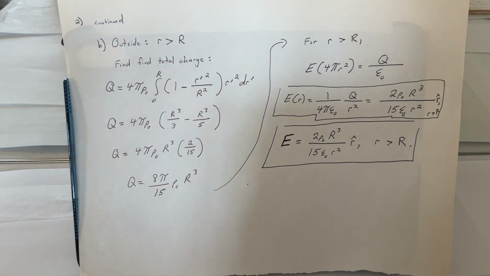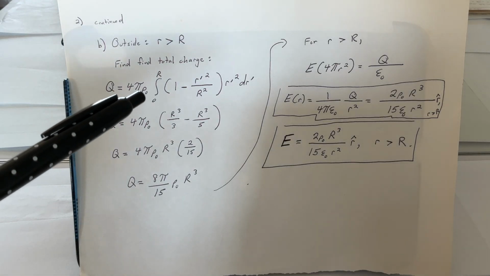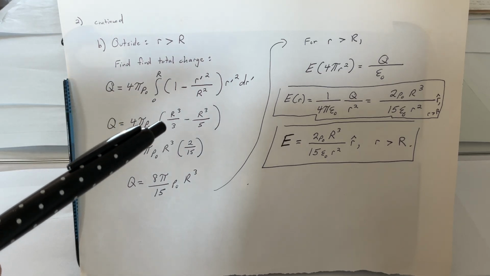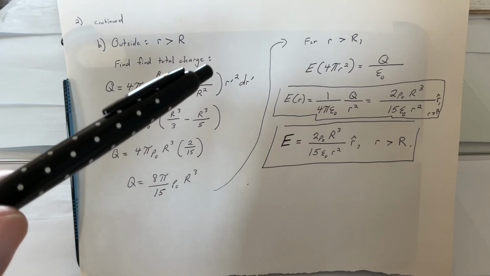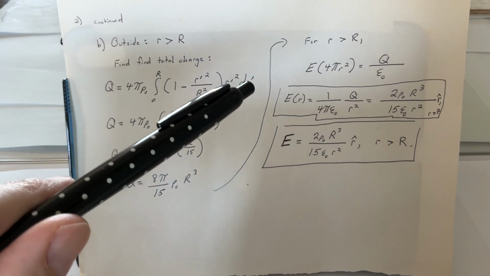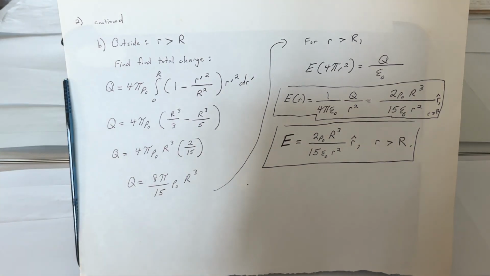So for number 2, continuing now with part B, we want outside, where lowercase r is greater than capital R. So again, we want to find the total charge. Our Q equals 4 pi rho naught integral from 0 to capital R of 1 minus r prime squared over capital R squared times r prime squared dr prime.